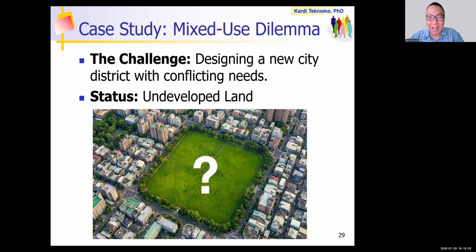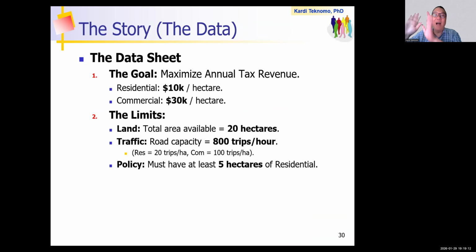Okay, simple. So let's start with the story. This is the data. Okay, here are the facts. If you want to do linear programming, you need to have these facts first. So write this down. The commercial pays more tax, say 30,000 per year per hectare, compared to residential, which is only 10K per hectare.